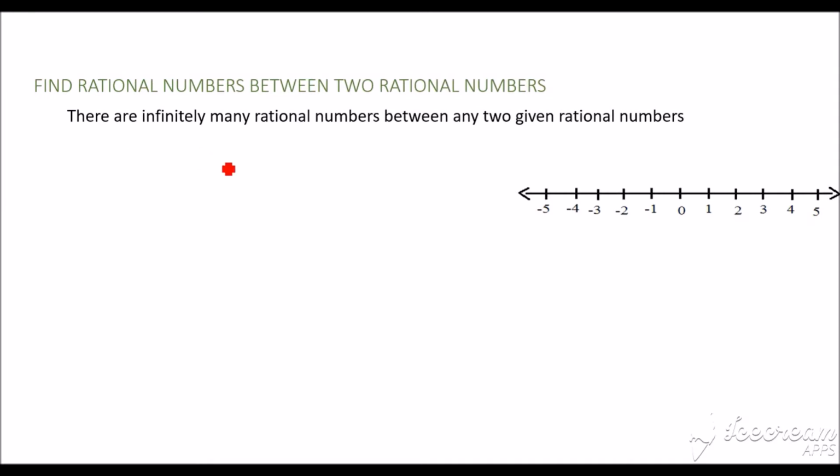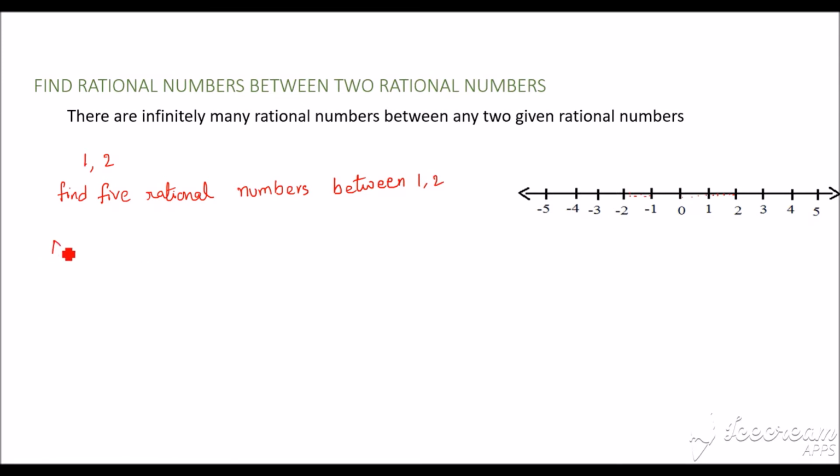Suppose on a number line you take 1, 2, 3 or -1, -2, 0, 1, all these are rational numbers. Out of all, I'm taking 1 and 2. So in between 1 and 2, find 5 rational numbers. Not only 5, we can find any number of rational numbers, because in between any two rational numbers there are infinitely many rational numbers.